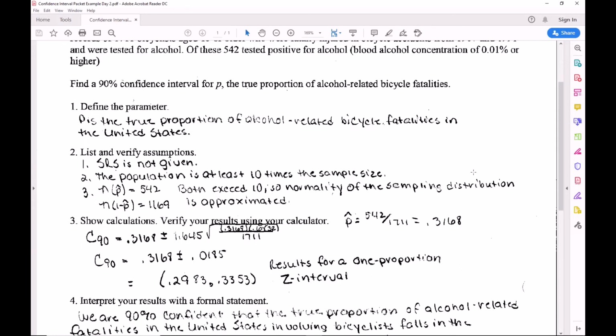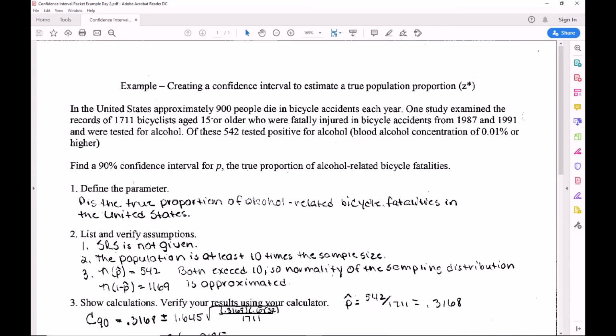Okay. So p hat is down here. I wrote it down in number 3. 542 out of 1711 is 0.3168. So that's our sample estimate. The first thing we need to do is define the parameter. So p is the true proportion of alcohol-related bicycle fatalities in the United States. Every time we go over a section, I'm going to pause for a few seconds, meaning you're pausing to write. So pause. Okay, the next thing to do is to list your assumptions.